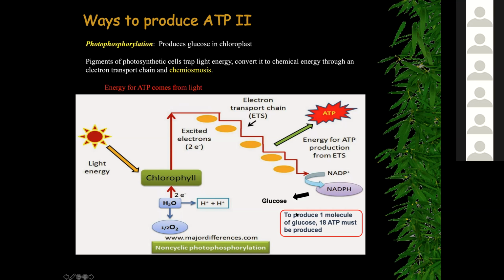So the point here is that to produce one molecule of glucose, 18 ATP molecules must be produced, and they're produced in this electron transport chain, this downhill journey of electrons, releasing energy at every step. So that's photophosphorylation, which produces glucose in the chloroplast. And it does so using this process called chemiosmosis, and I will talk about that in a little bit.